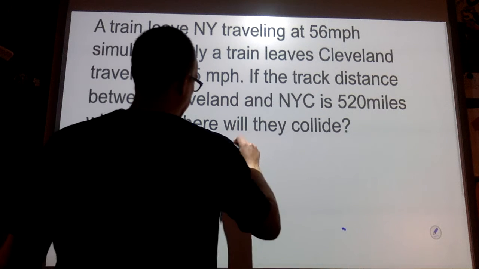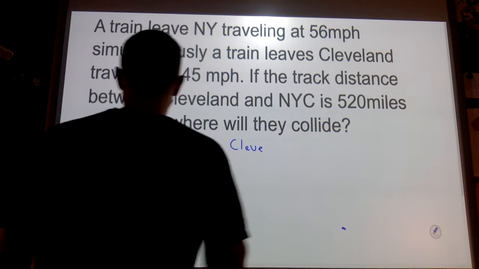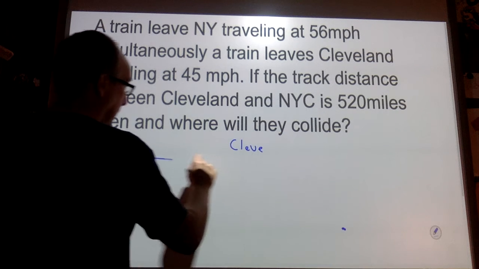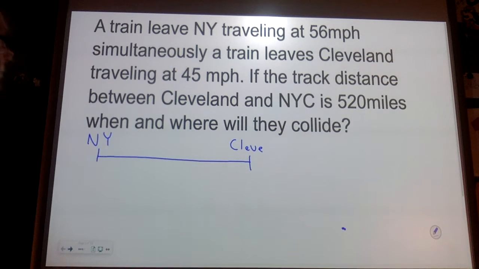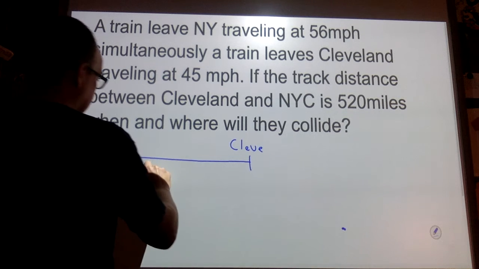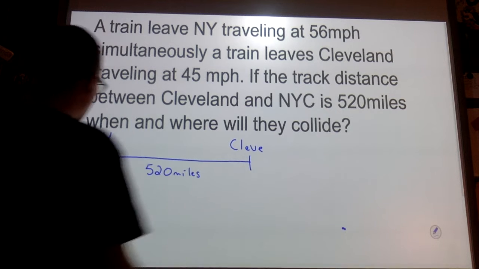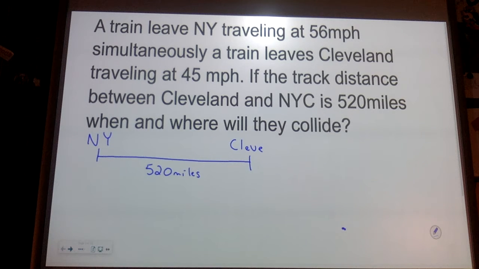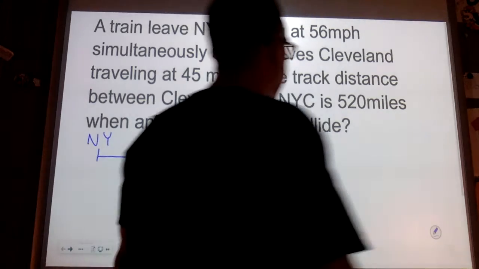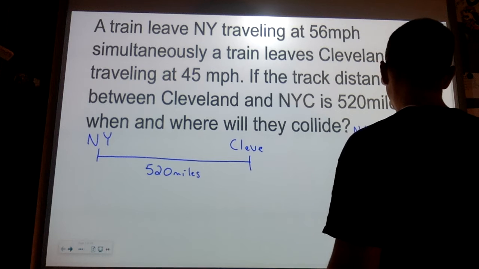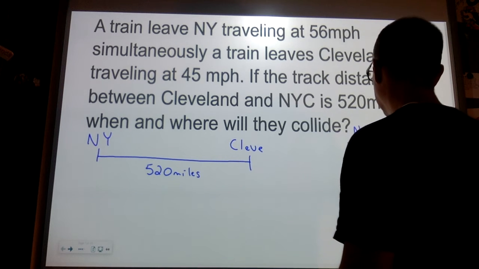So I know that New York is located here. I know Cleveland is located here. I'm saying that this is 520 miles. The thing that's going to be the same for the two of these is the time. So they'll have the same time. So I'm going to have my New York train. I'm going to have my Cleveland train.